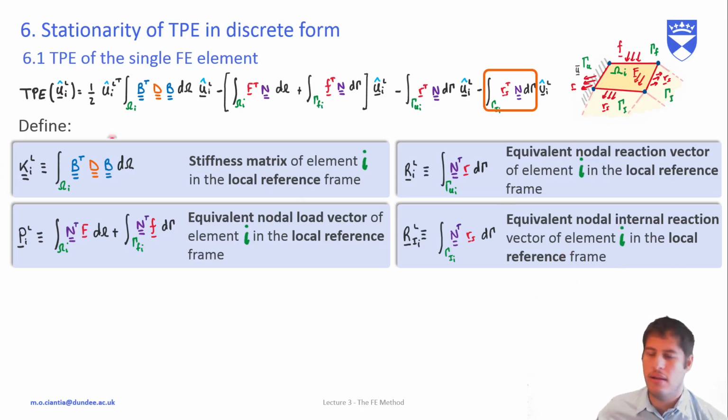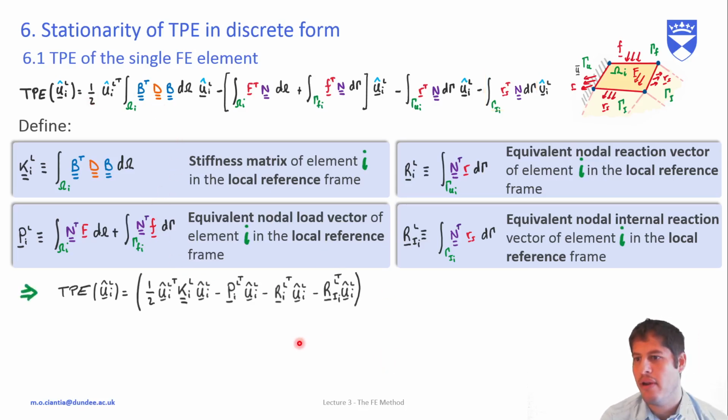So if we give these definitions and we rewrite the total potential energy of the single element, we see it has this form over here. So a half u_i^L transposed K_i^L u_i^L, so it's u squared in a sense, minus P u minus R u minus R internal u.